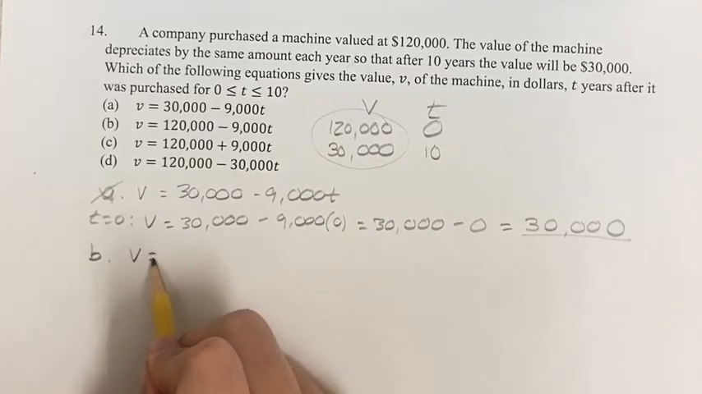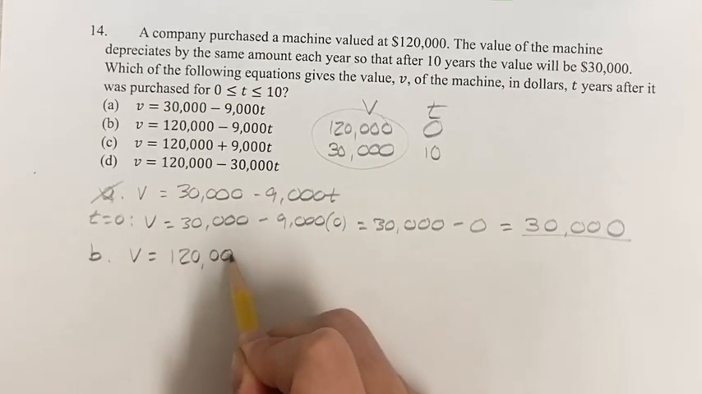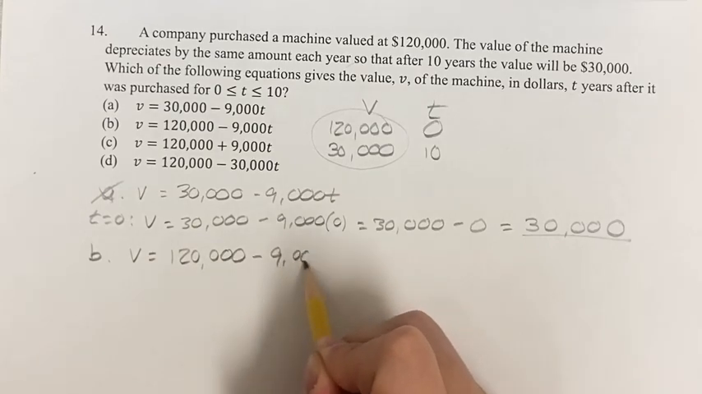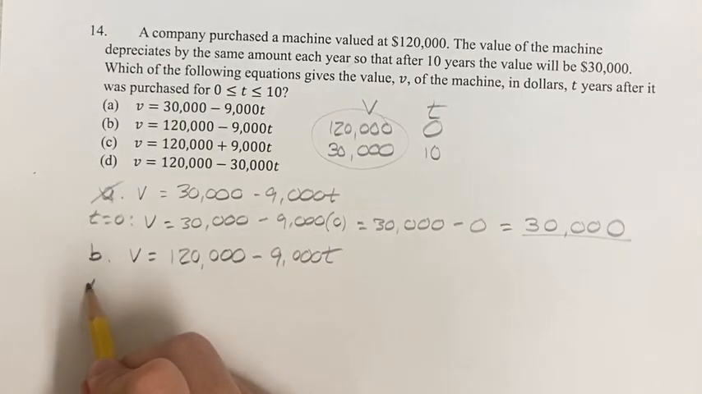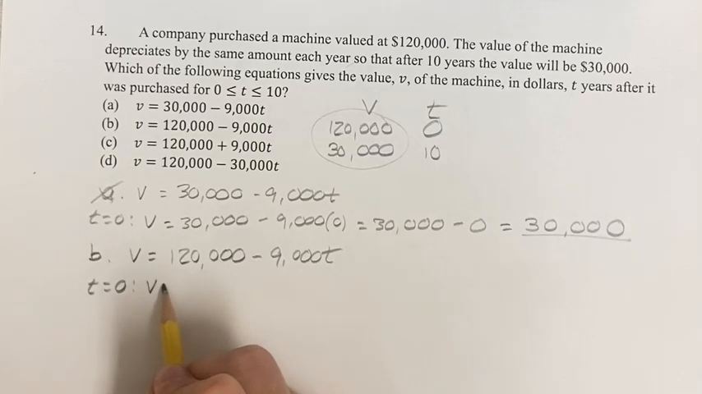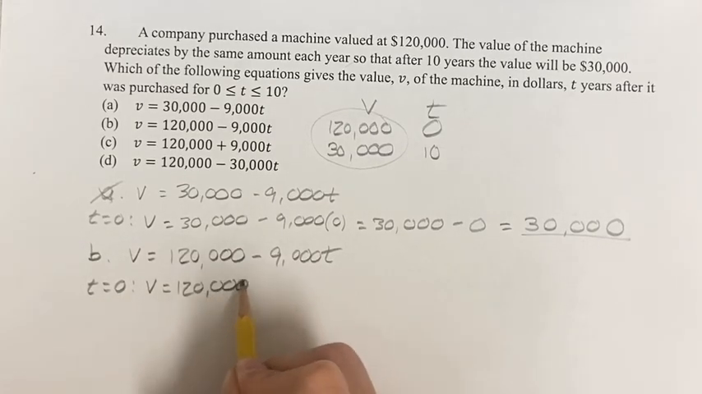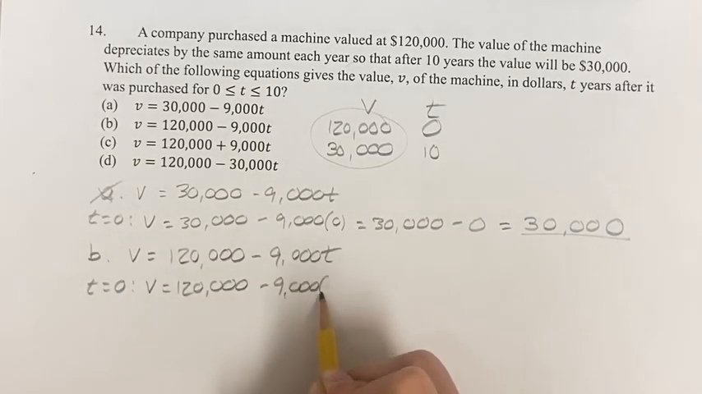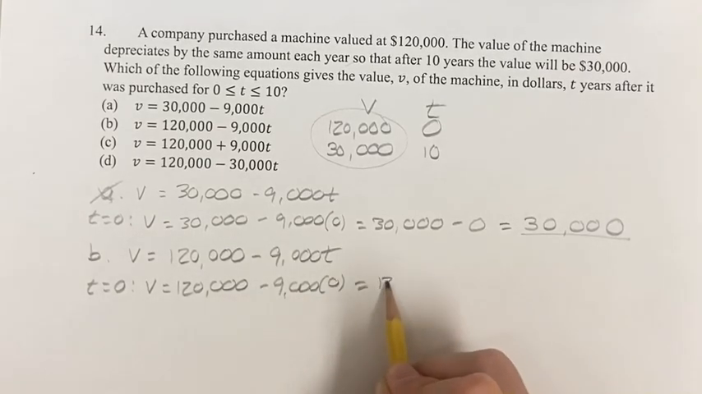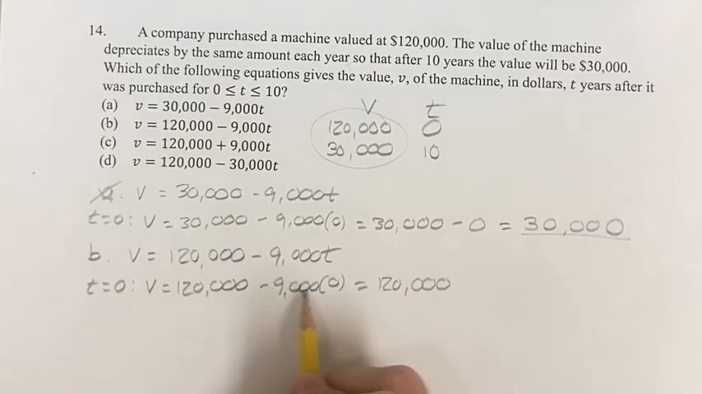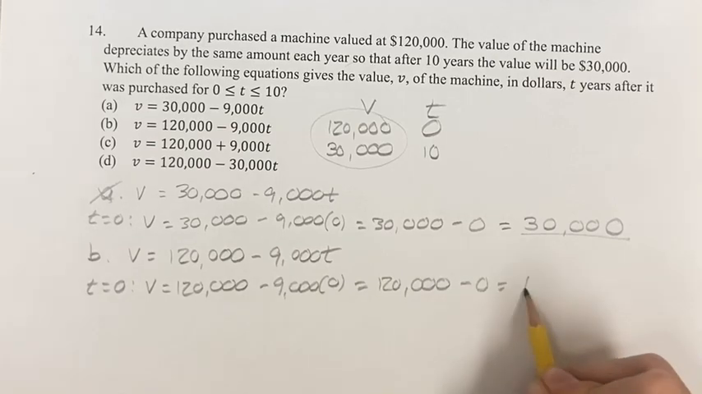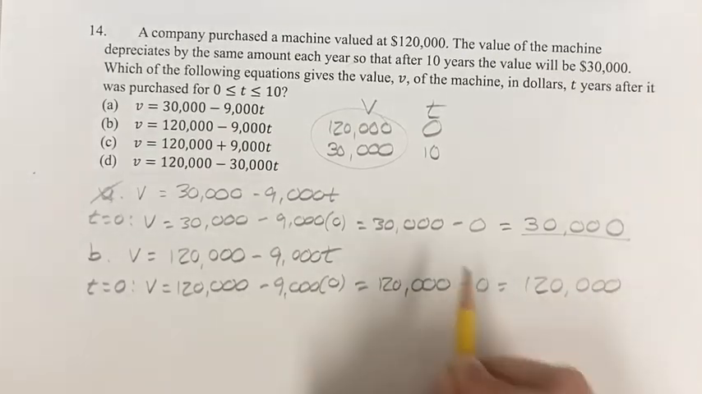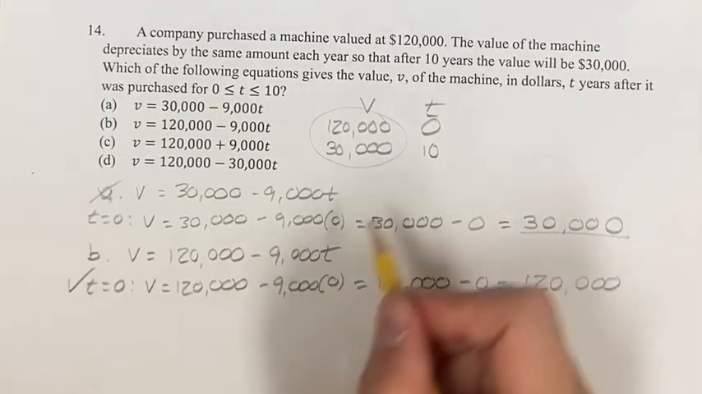B, V is equal to 120,000 minus 9,000 T. So for T is equal to 0, V is equal to 120,000 minus 9,000 times 0. 9,000 times 0 is 0, so minus 0, and this is 120,000. And this is the value we're looking for, so that's good, but it also has to work for T is equal to 10.